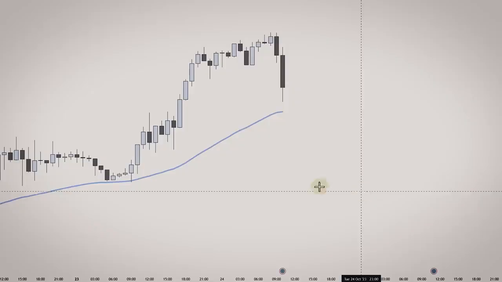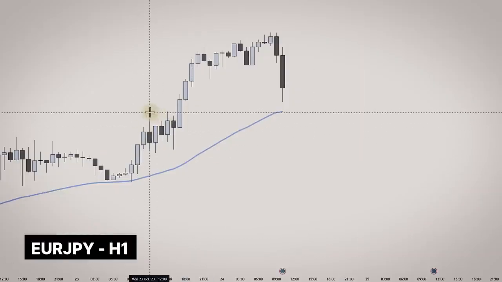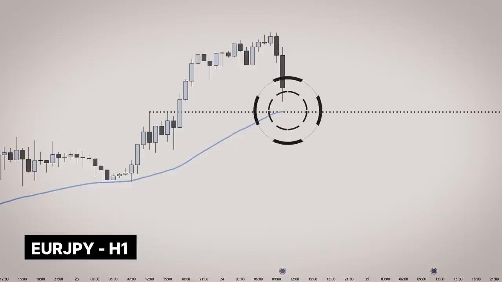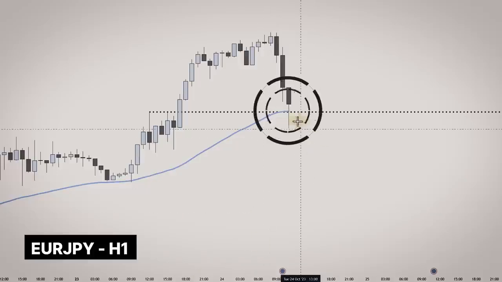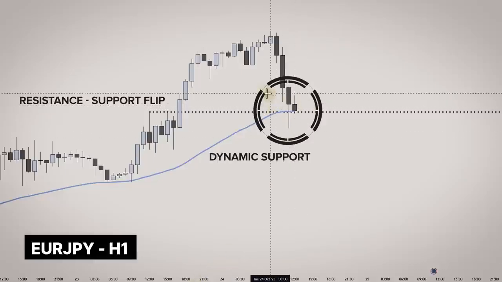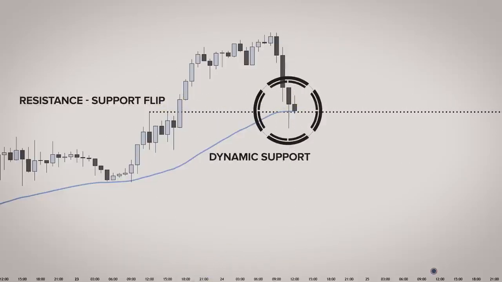Now let me show you what happens when confluence doesn't work, because even the best setups fail sometimes, and you need to know how to handle it. Euro-yen, 1-hour chart, beautiful setup forming. Previous resistance turned into a strong support. The 50 moving average angling up and converging right at that support level. Perfect confluence. Price approaches from above, touches the zone, and keeps falling.